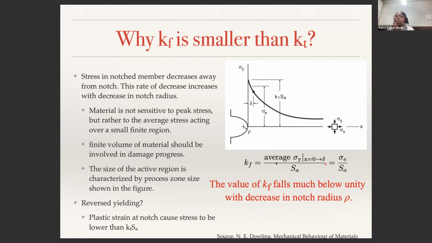Right? This sigma E is what? It is the average sigma Y, as x is equal to 0 such that x tends to delta. So if you take the average area under this, depending upon the size of the plastic zone, that gives you the sigma E, which will be smaller than Kt times Sa. And that is the reason, because there is a fatigue stress concentration factor, you cannot take a point function. You have to choose a certain material volume and average the stress over that region depending upon the size of the plastic zone, and that reduces the peak stress, right?